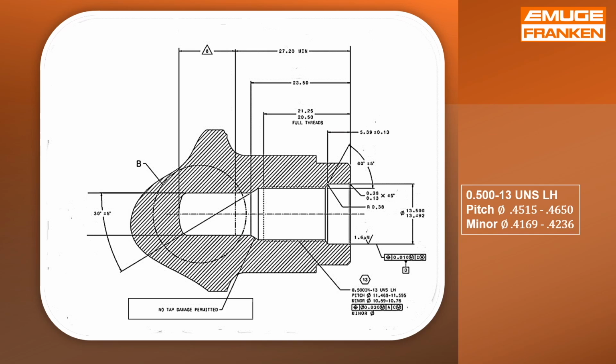Additionally, because of a finished 30-degree taper bore at the hole's bottom, a drawing note specifies no tap damage is permitted on taper surface. All the technical requirements for this unified special thread were easily completed with a stock standard thread mill and tool holding solution from EMUGE, along with CNC programming assistance.